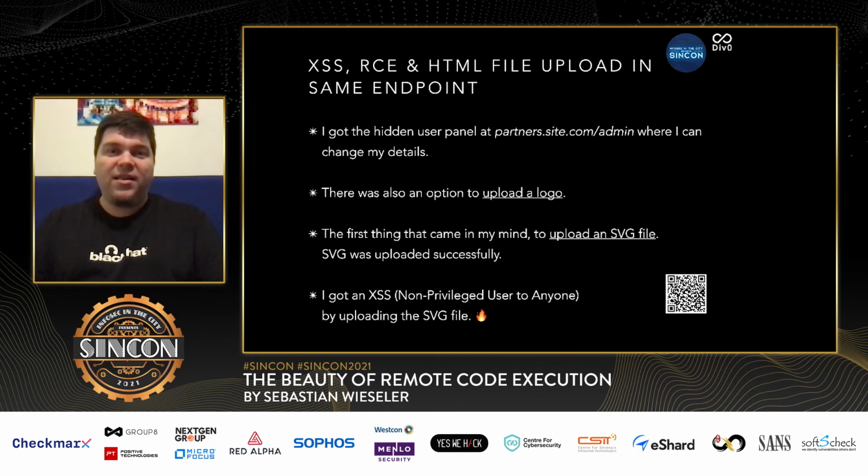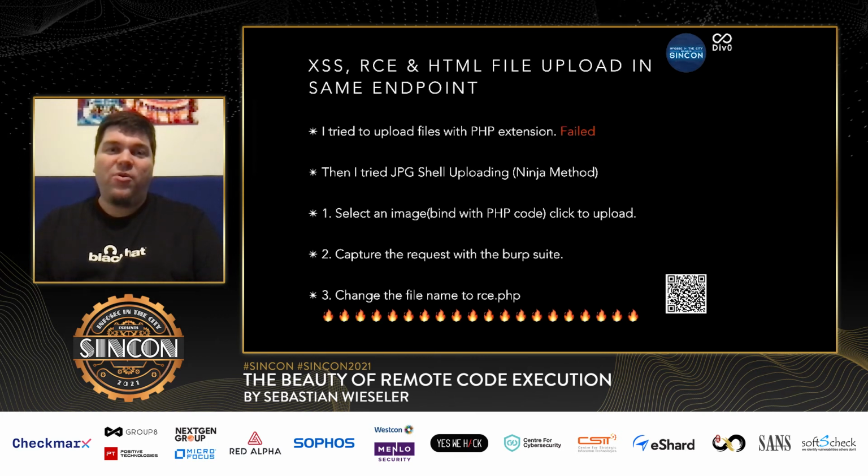But there was also an option to upload a new logo, right? So the first thing that came to his mind was to upload an SVG file, because this gave him the opportunity to trigger a cross-site scripting attack, right? Non-privileged, but to anybody who visits the URL. Which is cool, it shows impact, but we can escalate it. So he thought further and tried to upload files with a PHP extension, the same as we did with the Damn Vulnerable Web Application.